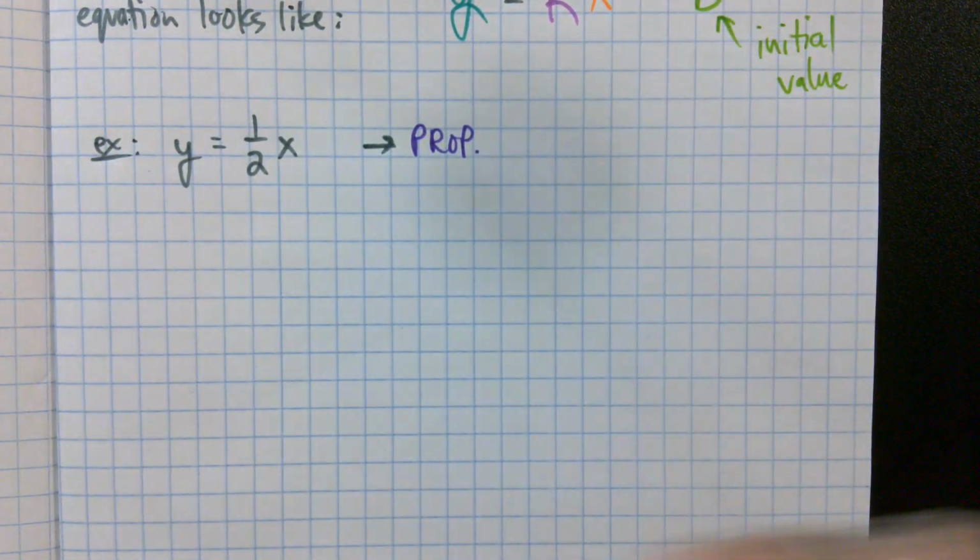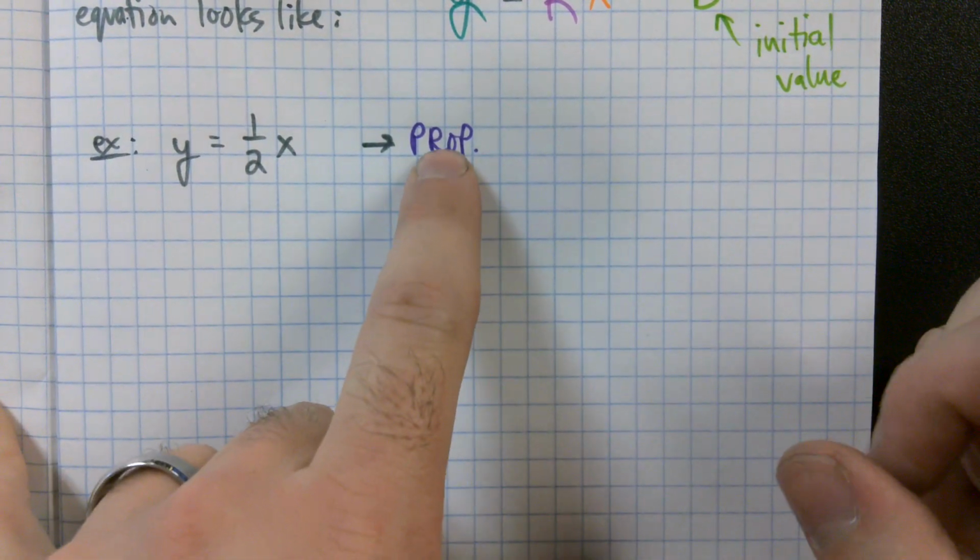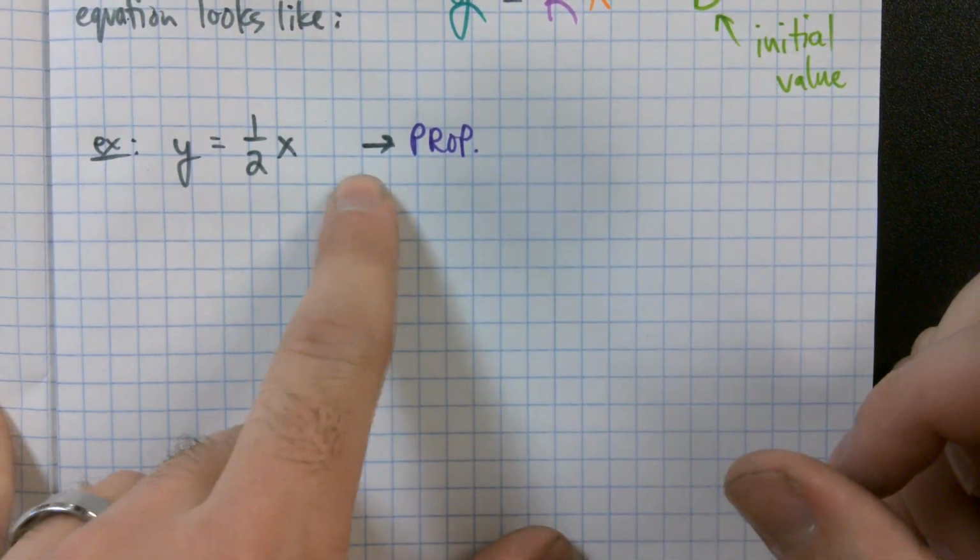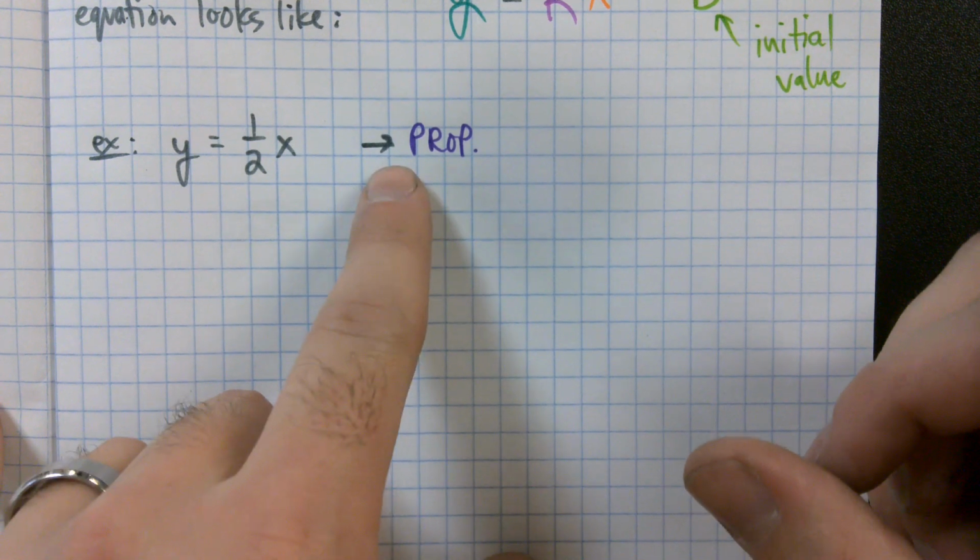That's okay. The first one's always the trickiest. This is proportional. Y equals kx. I don't see a b there at all. Okay?